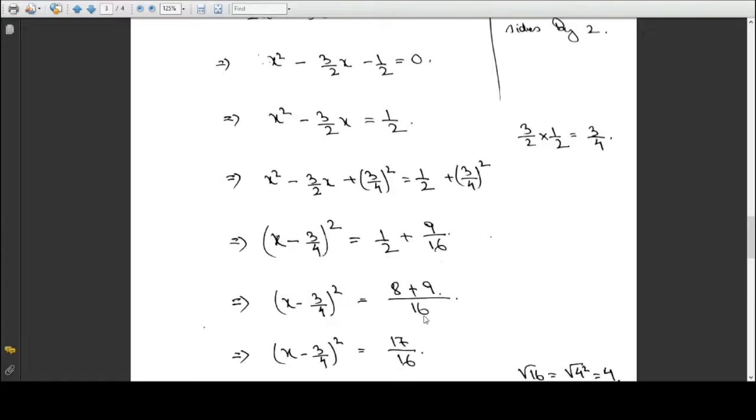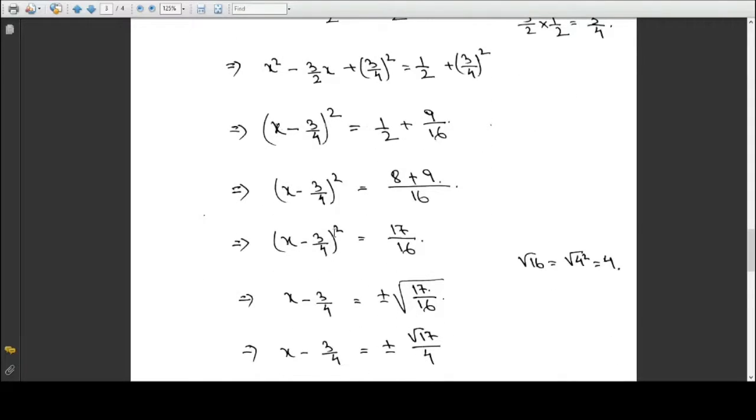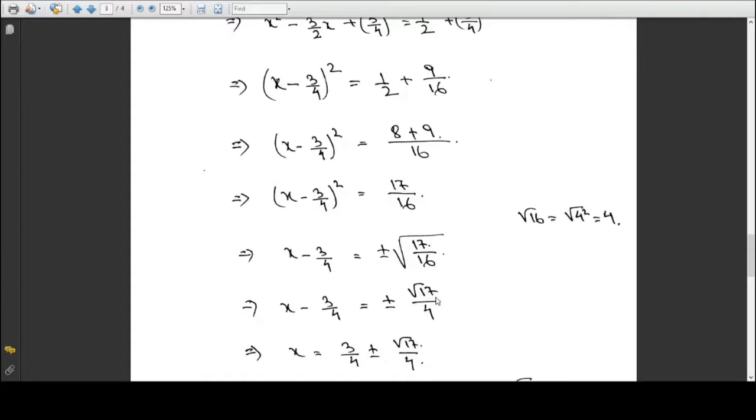2 and 16, the LCM is 16. 16 divided by 2 is how much? 8. 8 multiplied by 1 is 8, 16 by 16 is 1, 1 multiplied by 9 is 9. 9 plus 8 gives us 17 by 16. And then on removing this square here, you'll get plus minus root over 17 by 16. But the square root of 16 is 4. Therefore, you'll have root 17 by 4, because the square root of 17 cannot be found.